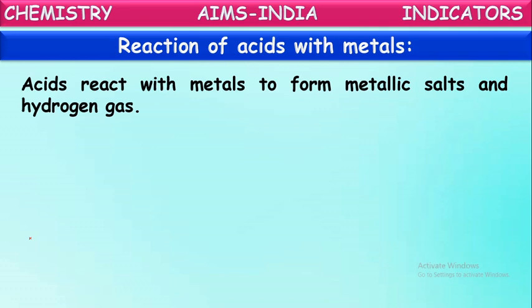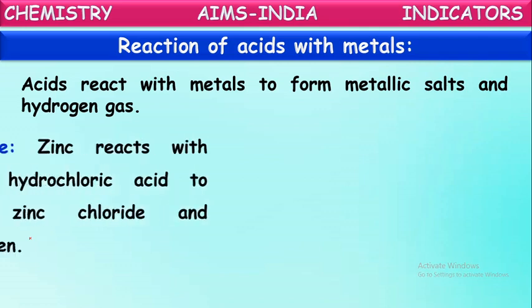Acids react with metals to form metallic salts and hydrogen gas. Yes, when acids react with metals, the hydrogen present in the acids will be replaced by the metal. So the metallic salt will be formed and the hydrogen will be evolved in the form of hydrogen gas. So when acids react with metals, metal salts and hydrogen gas are produced.